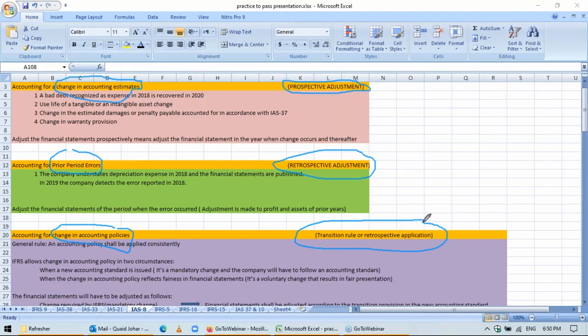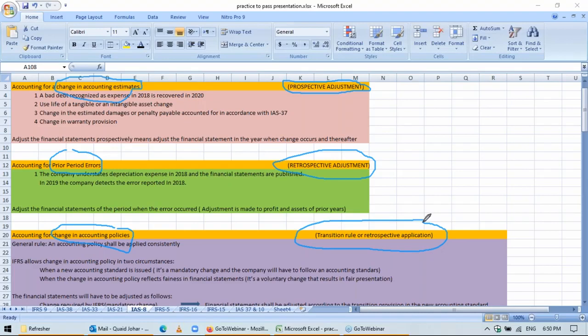So what happens if you change the policy due to the arrival of a new standard or a new rule in the IFRS? You must follow it. How will you apply it? It will be according to the rules given in the standard. As the standard says, you will use that rule.